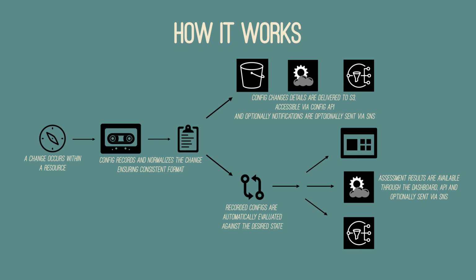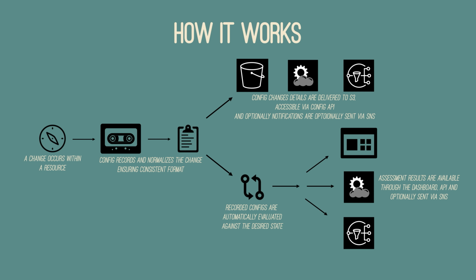AWS Config then ships these normalized changes to your selected delivery channel, be it an S3 bucket or an SNS topic. While doing so, AWS Config simultaneously evaluates the recorded configuration against your desired state, as defined in your config rules. It's like having a faithful companion that always checks to make sure that you're on track. AWS Config also detects non-compliant configurations and promptly reports them as compliance issues.